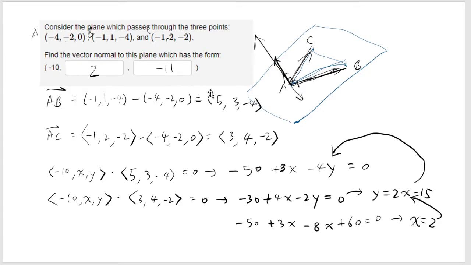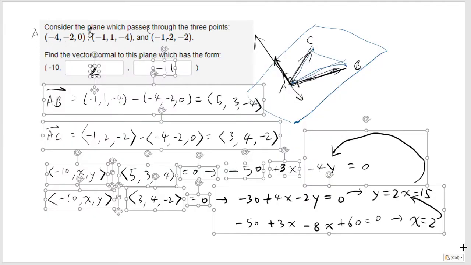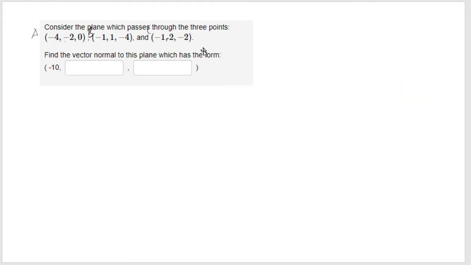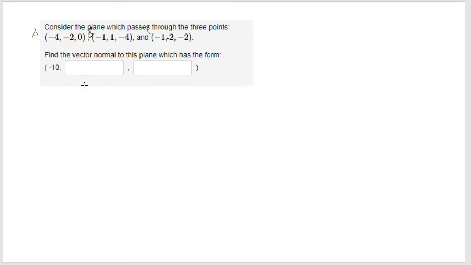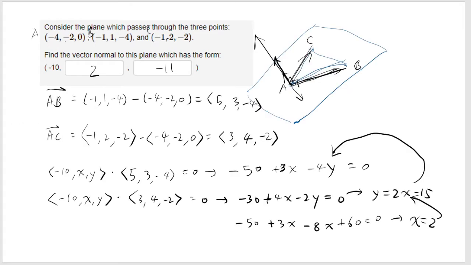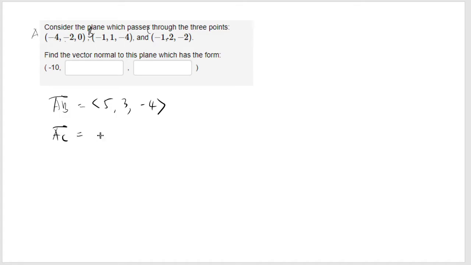Okay, so for this question, I think it's easier to just use the dot product. But when it comes to finding the equation of a plane, usually you're not given this first coordinate. And I would say that usually the cross product is better. So let me show you how to do the same thing with the cross product. I shouldn't have erased AB and AC, so let's copy that down. AB is (5, 3, -4). AC is (3, 4, -2).